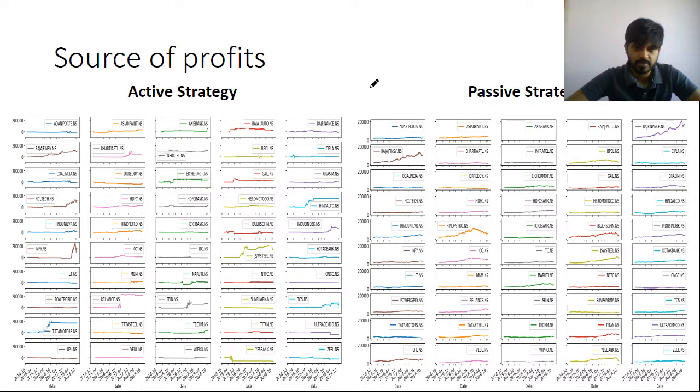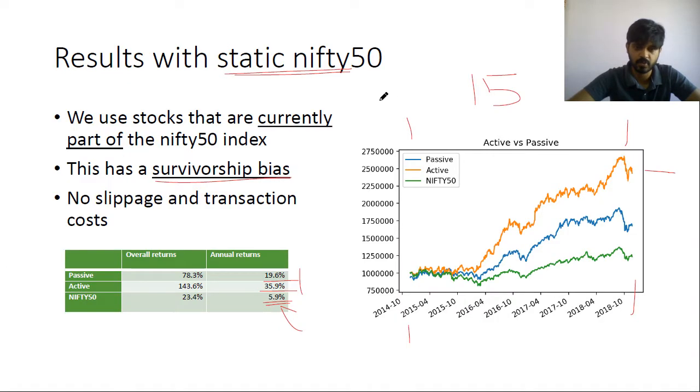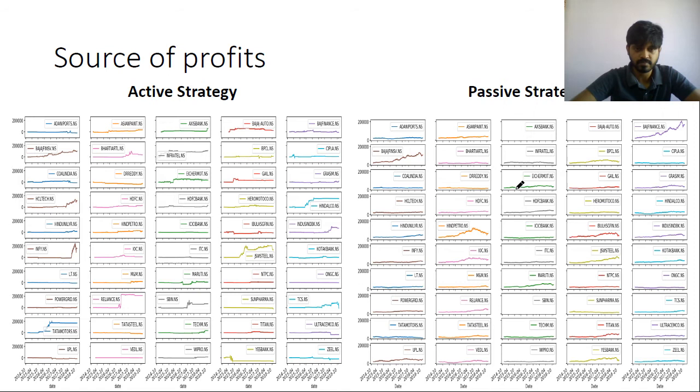So before we move ahead, I'd like to illustrate where the profits are coming from for the active strategy. So we'll go back. Why do we have so much profit here? About 1.5 million in profits over 4 years. So let's look at a few examples. This is for Infosys, the PNLs. This is for the passive strategy, and this is for the active strategy.